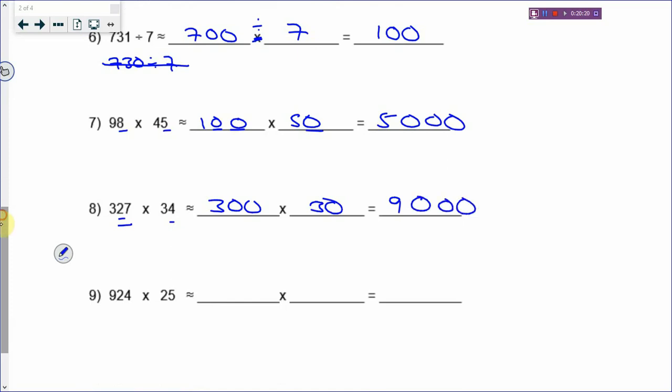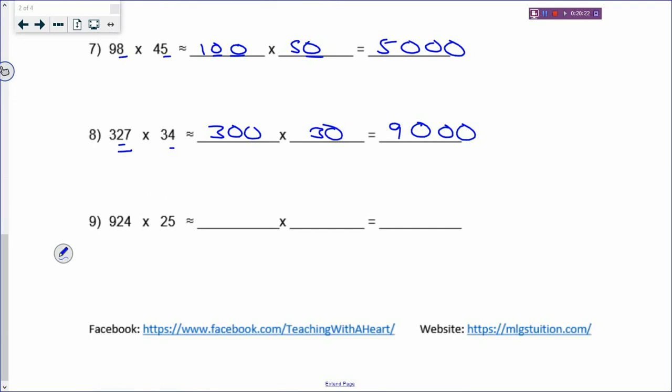Alright, next one, 924 times 25. Round off to the nearest hundreds. So what's the nearest hundreds? 900. And what's the nearest tens? That will be 30, or 3 tens. And then you take 9 times 3, 27, and then add 3 zeros behind. So that's called estimation. It's not that hard to estimate. It's actually quite fun to do estimation because you don't have to do the working actually. Alright, let's go on to the next one.